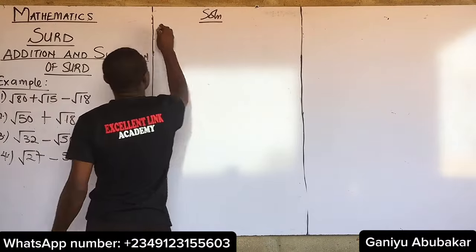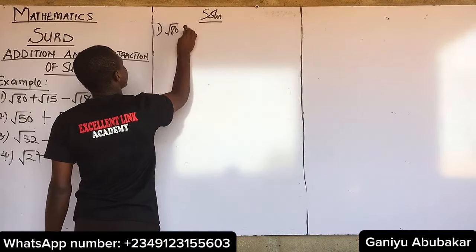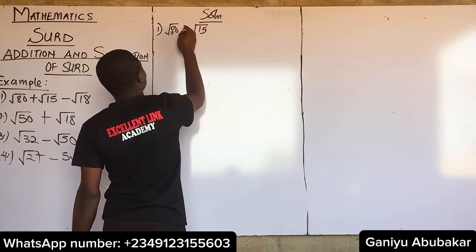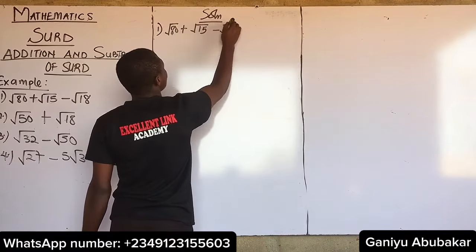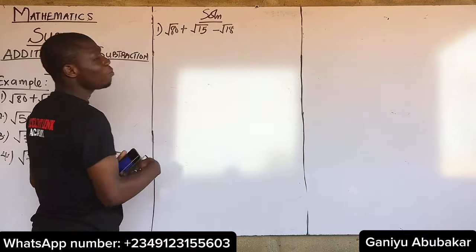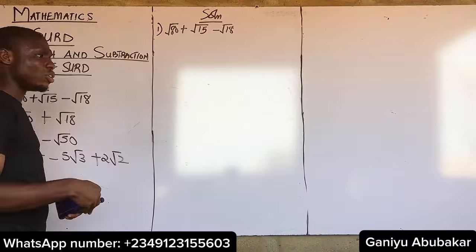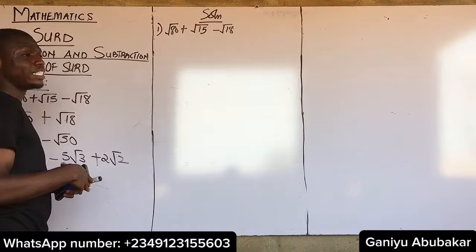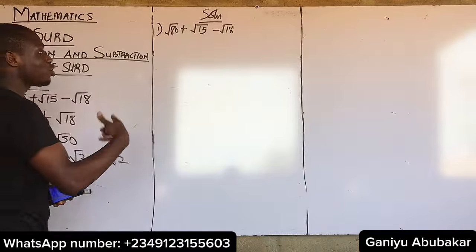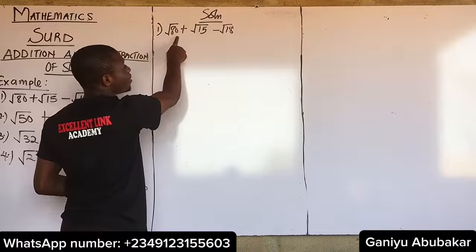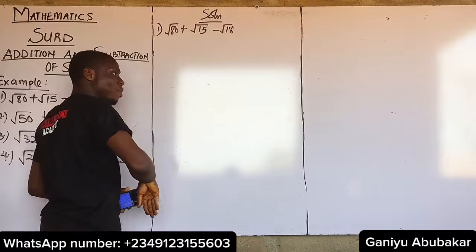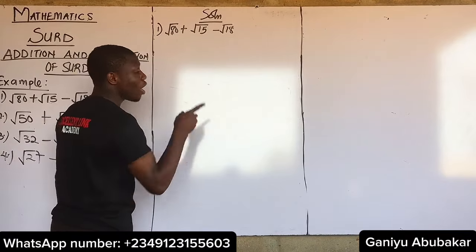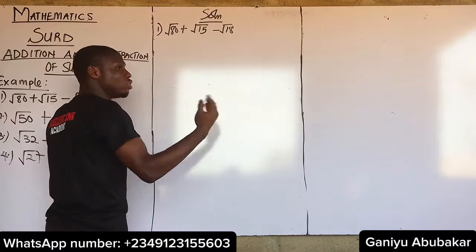Number 1 here, I have root 80 plus root 50 minus root 18. When it comes to solving problems involving addition and subtraction of surds, your first priority is to break down the surds into their simplest form, that is, take each surd to its basic form. So take root 80 to its basic form, as I taught you how to take a surd to its basic form.